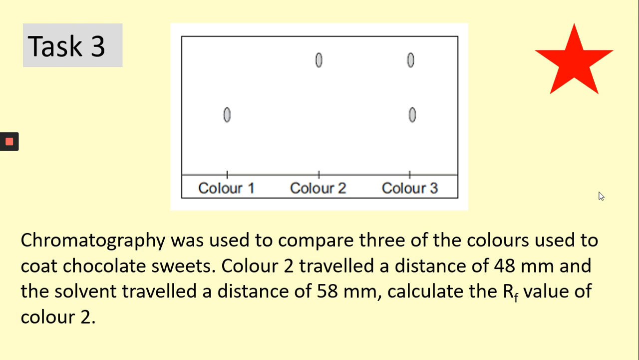Task 3. Chromatography was used to compare 3 of the colours used to coat chocolate sweets. Colour 2 travelled a distance of 48 millimetres and the solvent travelled a distance of 58 millimetres. Calculate the RF value of colour 2. Pause the video, have a go.